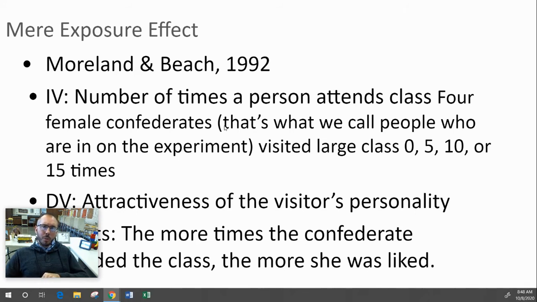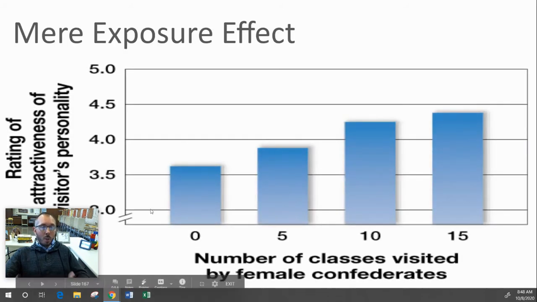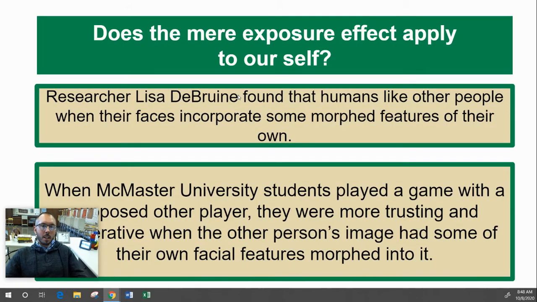For their dependent variable, they had the people measure the visitor's overall personality. And what they found, according to the mere exposure effect, is that the more times the person was there, the more used to the person they got, the higher they rated them. The one that was 0, ratings of attractiveness, of visitor's personality, was rated just above a 3.5. The person with 15, all the way up almost to a 4.5, showing that exposure increases attraction. I'm not saying for you to stalk your crush. Okay, that's not the message you want to get out of this. But that exposure does make a difference.